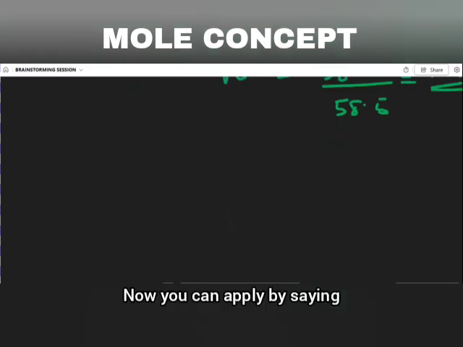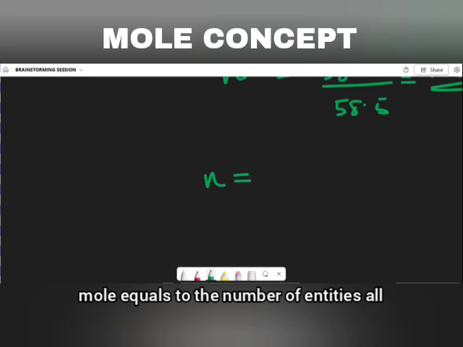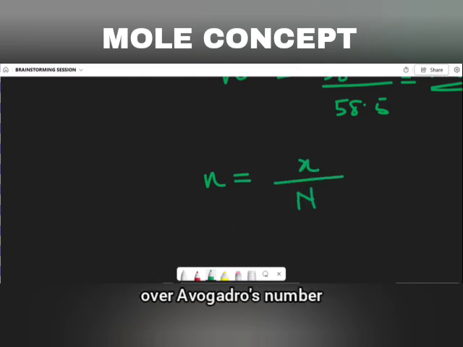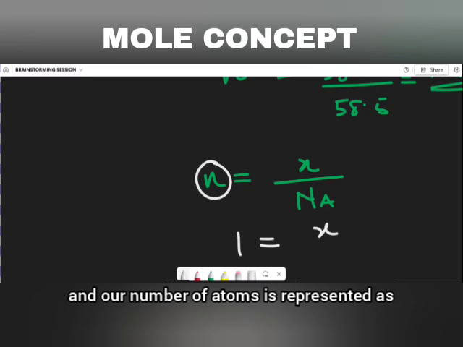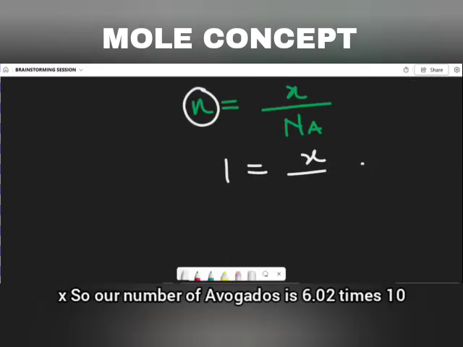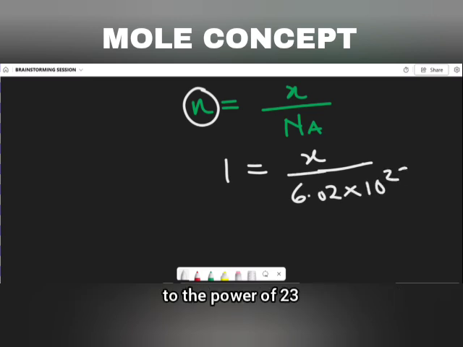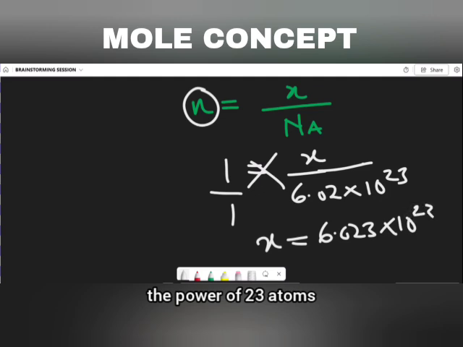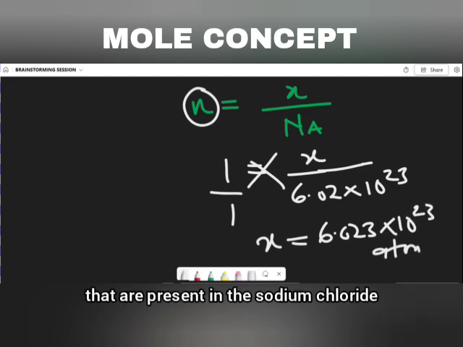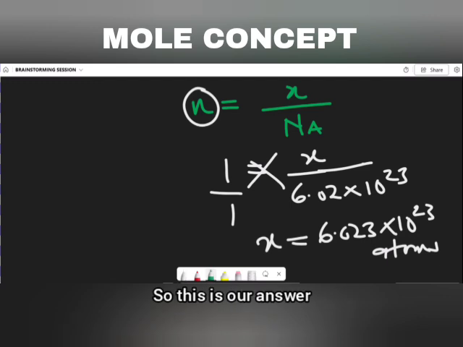Now you can apply it by saying mole equals number of entities over Avogadro's number. So our mole that we just got is 1, and our number of atoms is represented as x. Our Avogadro's number is 6.02 times 10 to the power of 23. So when I cross multiply, I'm going to have the number of entities to be 6.023 times 10 to the power of 23 atoms that are present in sodium chloride. So this is our answer.